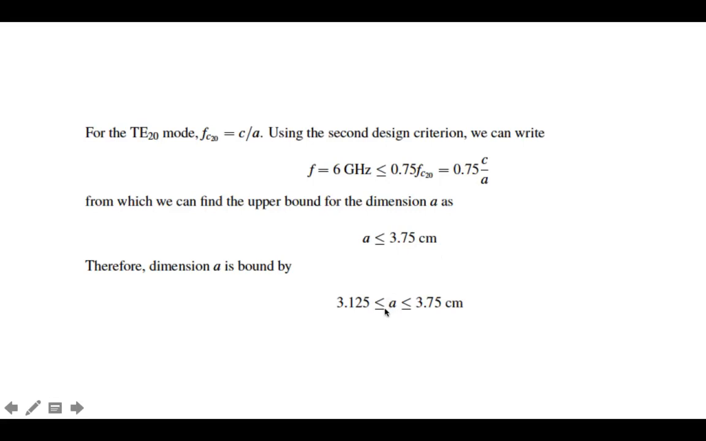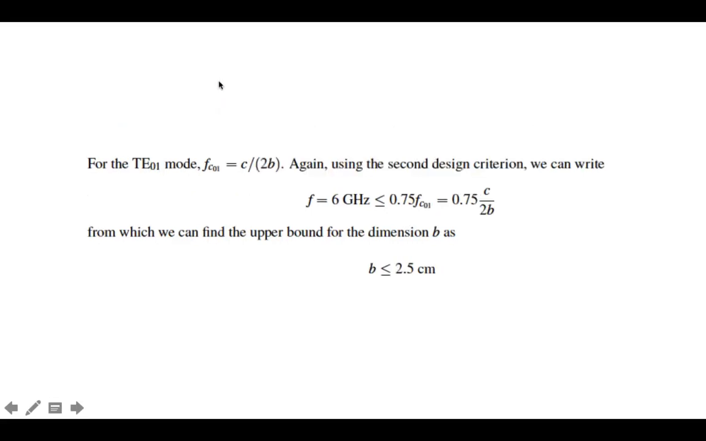So we want A somewhere between 3.125 and 3.75, and if it lies here, then 6 gigahertz should be at least 25% above the cutoff, and you'll be 25% below the cutoff for the next mode. So that's basically what this problem does. It designs the rectangular waveguide.